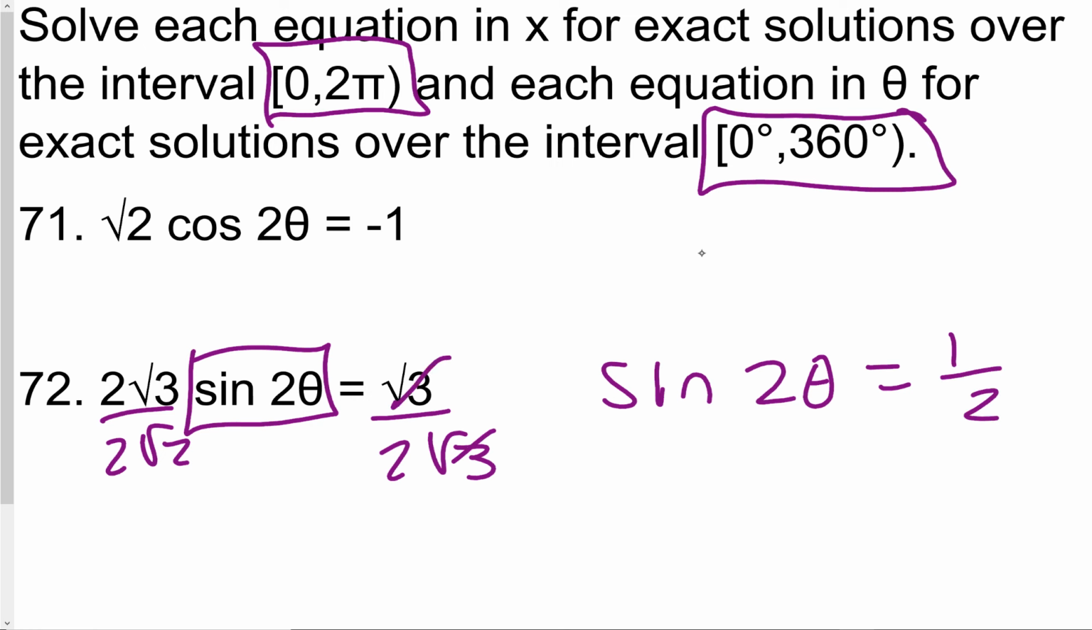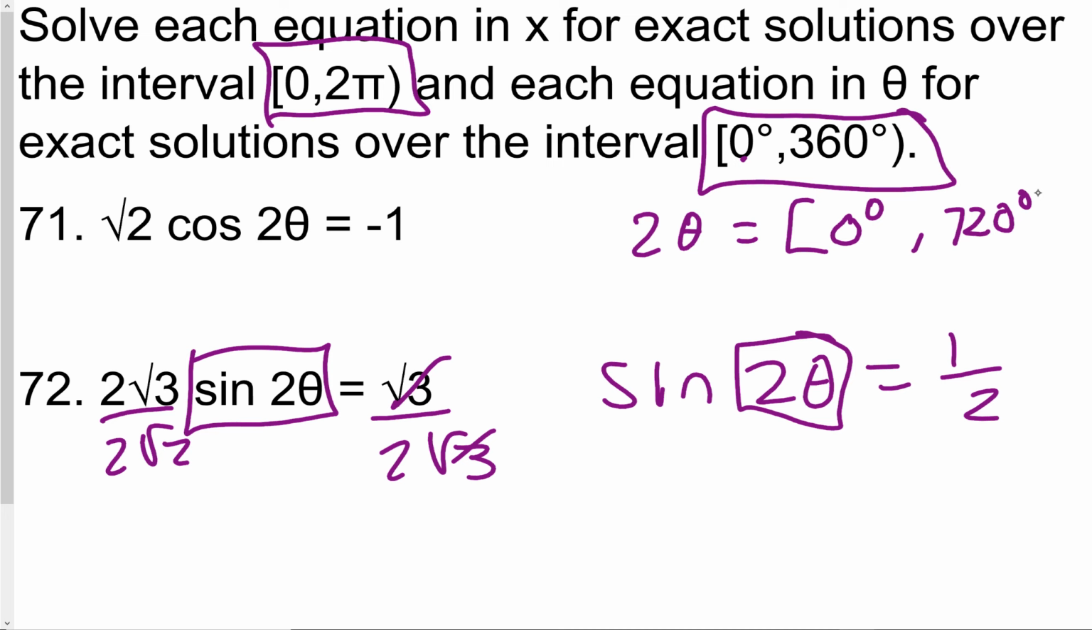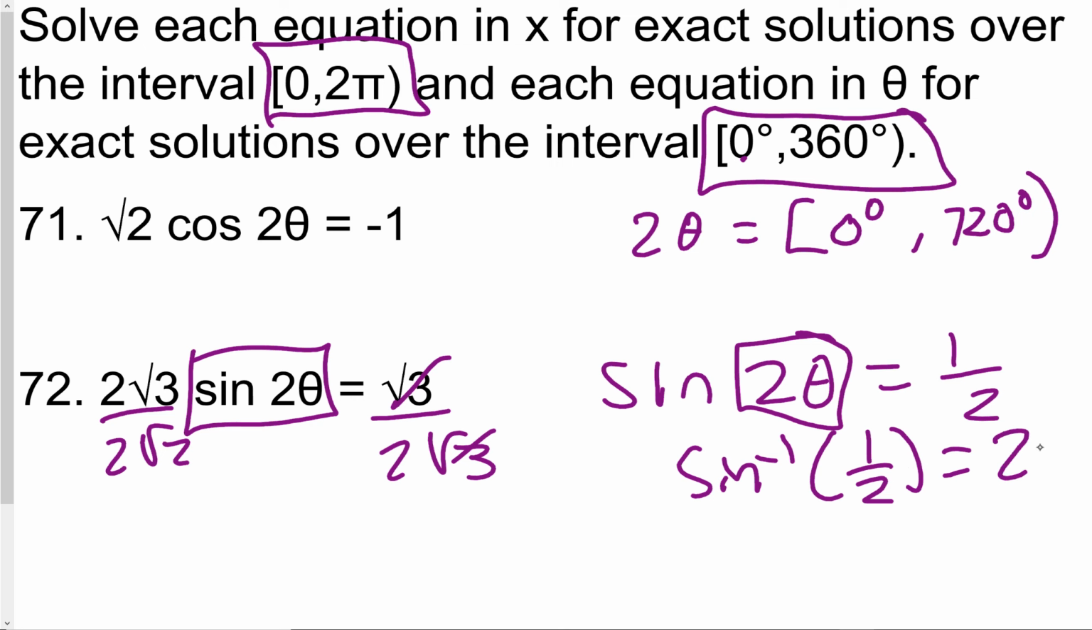Okay, so we can solve this, but we're solving for 2 theta, right? And our theta is actually between 0 and 360, so that means 2 theta would be double that, right? So we've got to find answers between 0 and 720 degrees. Okay, so we'll take the inverse of this. So sine inverse of 1 half, meaning what angle do I get when I take this, when I get a 1 half for sine? What angle of sine produces a 1 half?